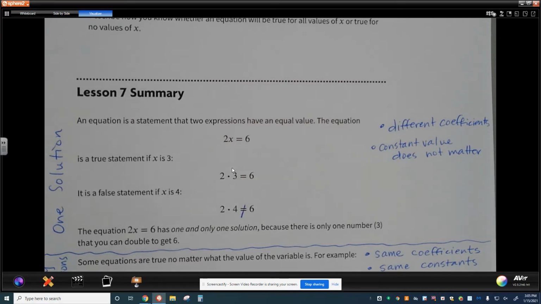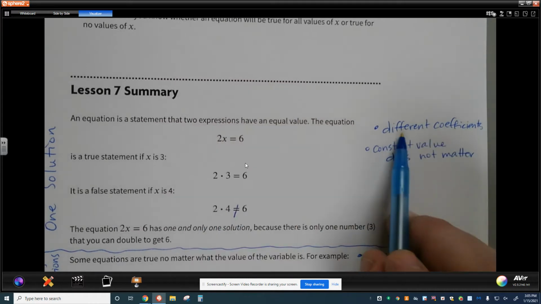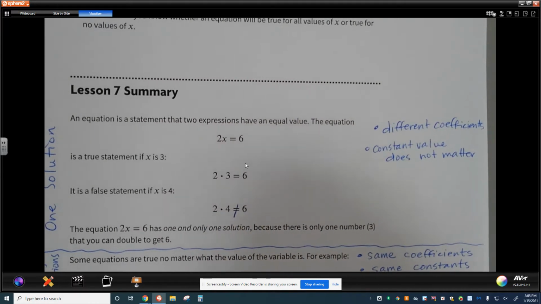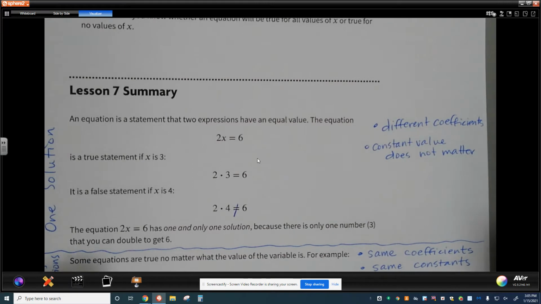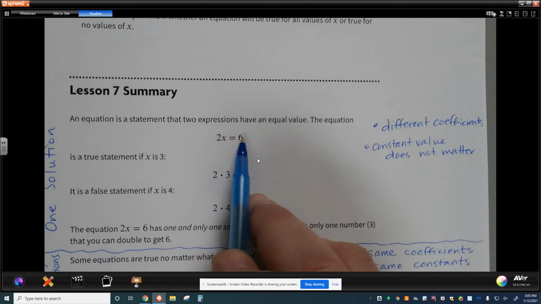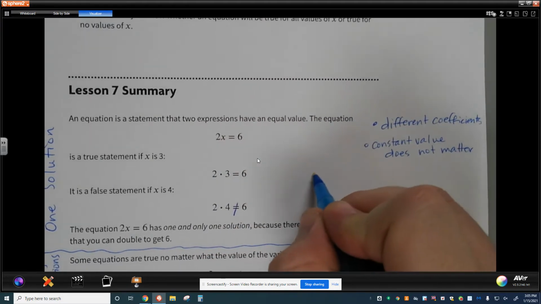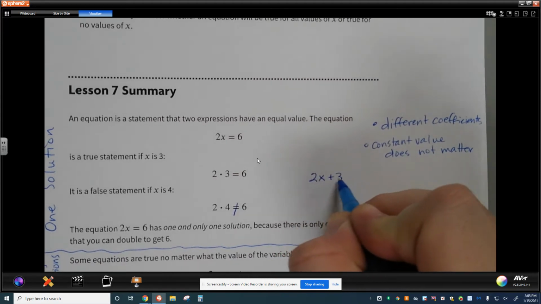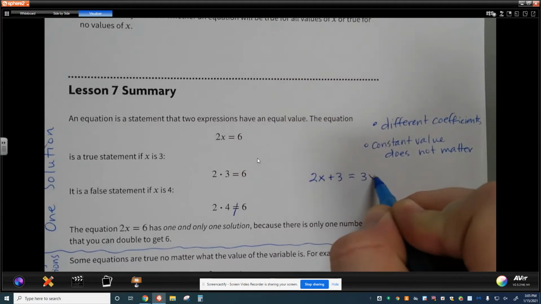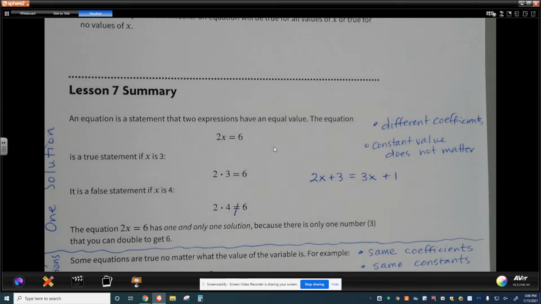We can see that in a lot of other places. As we solve equations, I wanted to point out this. One of the things that we can look at is in either expression, when the coefficients are different, that's a dead giveaway that we have a one solution problem. Right here, you see that the coefficient of x is only on one side. That means there's not one on the other side. That's a giveaway that this is one solution. If you have 2 times x plus 3 is equal to 3 times x plus 1, notice that these coefficients of x are different. That's a guarantee that we have one solution.